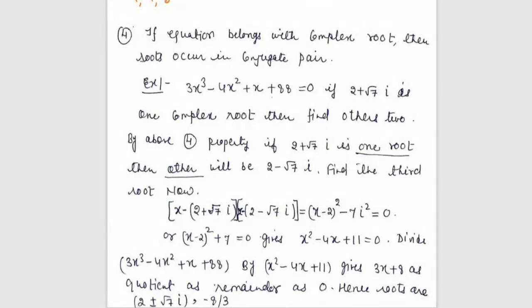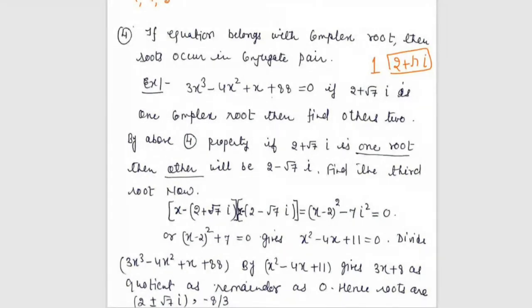Now, it is very sure that since it is odd degree, one real root will be there. Since the order is 3, the remaining roots are 2. If you are saying one is complex, a single conjugate root is not possible. So if 2 plus root 7i is one root of this, surely 2 minus root 7i will be the other root, because they always occur in a conjugate pair.